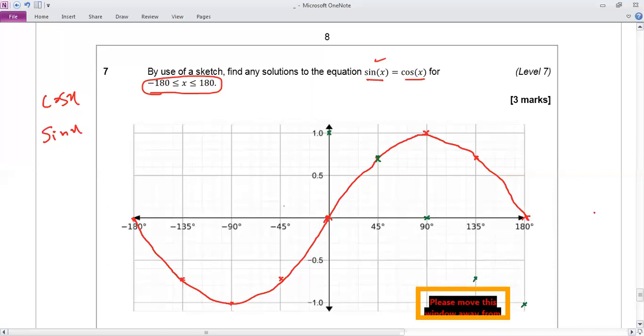In the same way, now come to the negative side. Cos negative 45 is 0.7, that is 0.5, 6, 7. For cos negative 90 is 0. For cos negative 135, negative 0.7, the same value. And then negative 1 here. So you can just draw it.